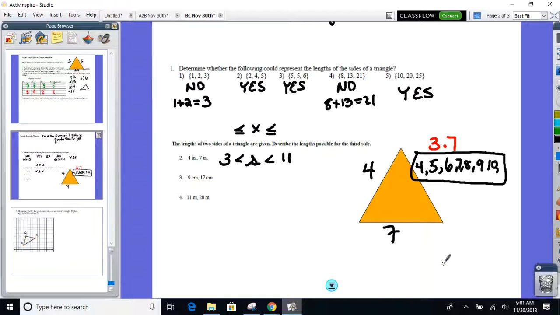So for number 3, if I have 9 and 17, I don't want to have to list all these out again. My side length should be in between 8, 17 minus 9, and 26, 17 plus 9. And then 11 and 20. I don't think anybody wants to list out all the ones between 8 and 26. We're not doing that. How about 11 and 20? The sides have to be somewhere between 9 and 31.